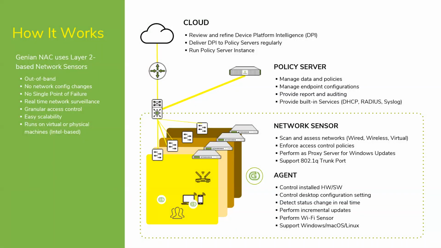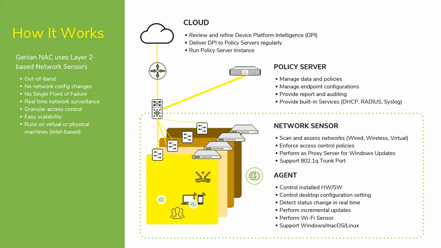A little bit about the architecture of the Genian NAC next-gen solution. A few highlighted items. It's an out-of-band solution. There are no network configuration changes required to implement it. You don't have a single point of failure, which we discussed is very important relative to HA. Provides real-time surveillance, granular access control, can scale easily, and can run on physical or virtual machines, including your own choice of physical machine. There are several different options relative to the architecture.